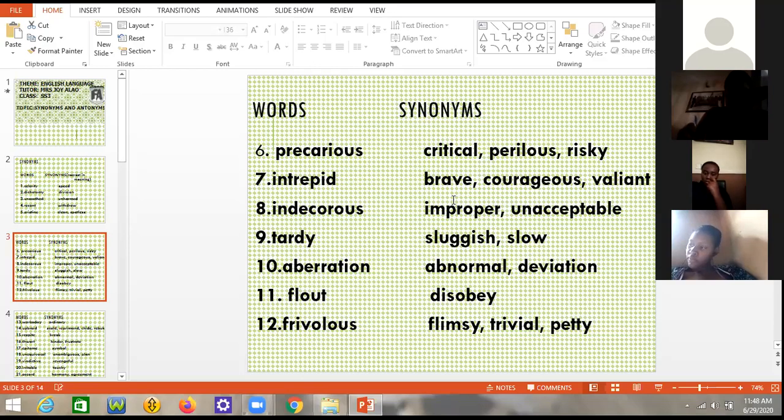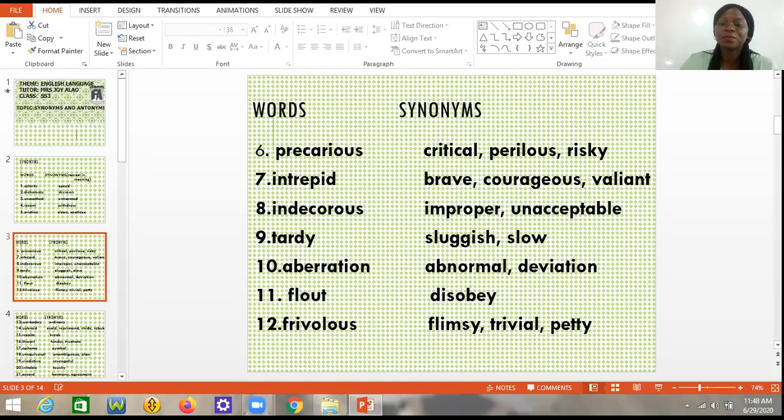Intrepid means brave. Another synonym for it, courageous or valiant, somebody that is brave. Indecorous: improper, unacceptable. Indecorous, improper, unacceptable. Tardy. If somebody is tardy, the person is slow, sluggish. Synonyms for tardy: sluggish, slow.